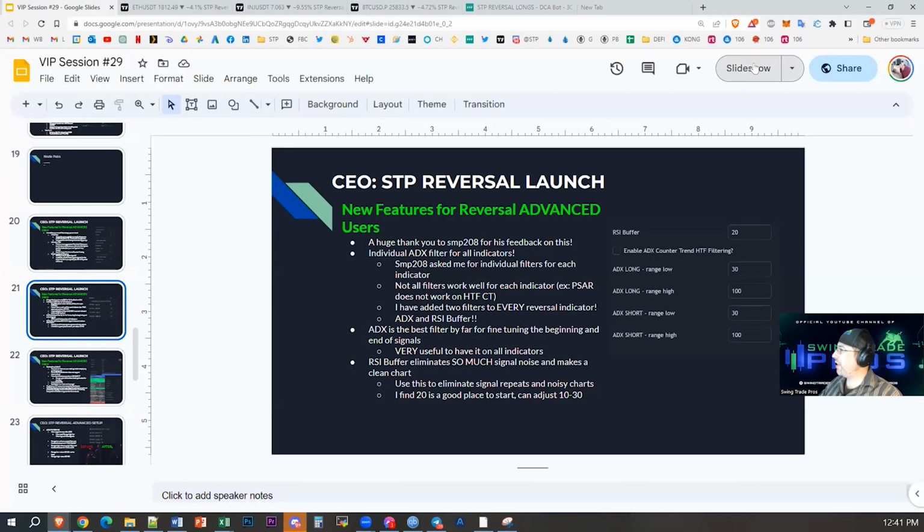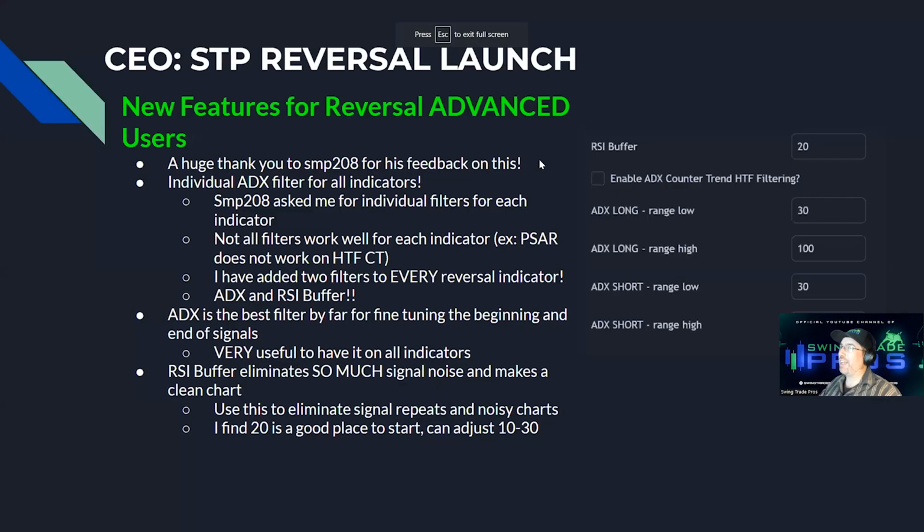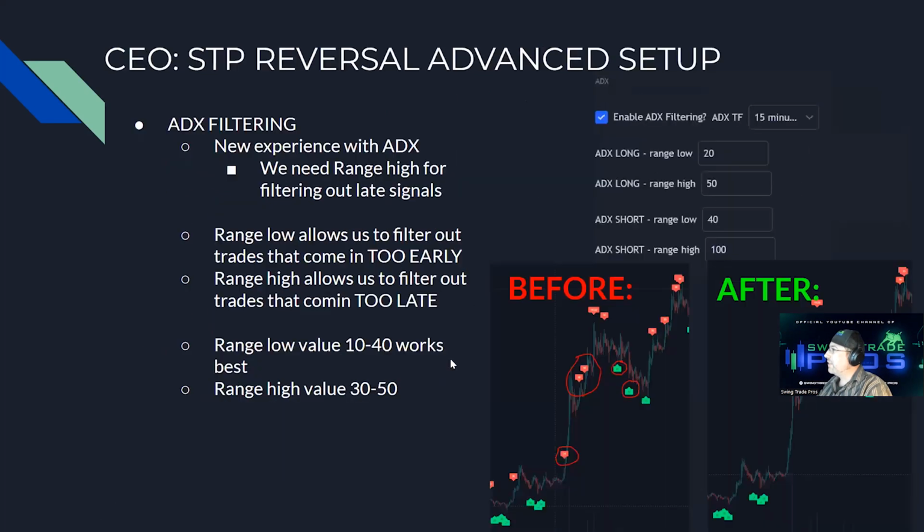So basically, I've learned something about ADX, and it's not just about range low. In the last session, I did say ADX mostly on range low, but it's actually very helpful on range high as well. Range low will filter out trades that come in too early. Range high will filter out trades that come in too late.